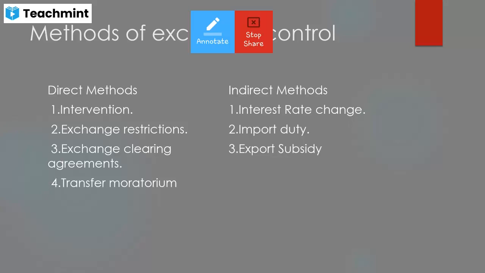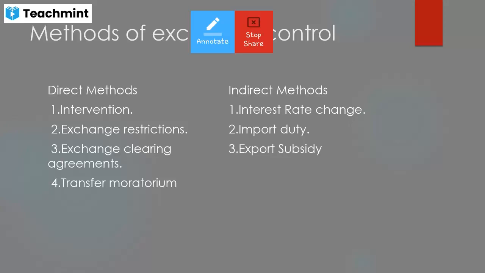And finally, transfer moratorium. So what is this? It is a temporary method of solving payment problems. According to this, payments to foreign creditors or exporters are suspended during a period of moratorium. Once it is cleared, automatically the transactions will start again. Yes, is it clear? And this period is known as moratorium, transfer moratorium. These are the direct methods of exchange control.